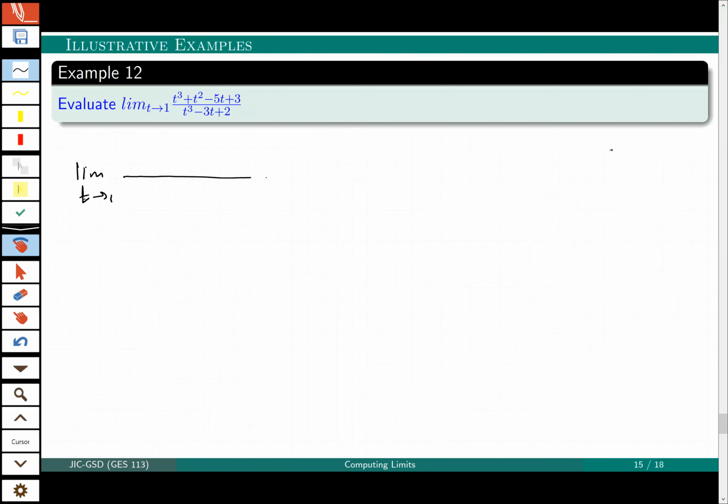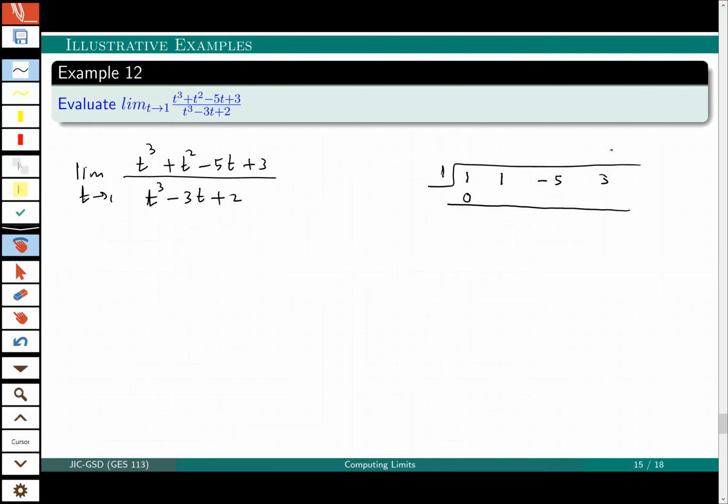t is going to 1, t cubed plus t squared minus 5t plus 3. I have here t cubed minus 3t plus 2. So I'm going to divide the first one by 1. So I have 1, 1, minus 5, 3. There is nothing missing. So this is 0. 1 plus 0, it's 1. 1 times 1, it's 1. 1 plus 1, it's 2. 1 times 2, it's 2. Minus 5 plus 2, it's minus 3. 1 times minus 3 is minus 3, so that will be 0.